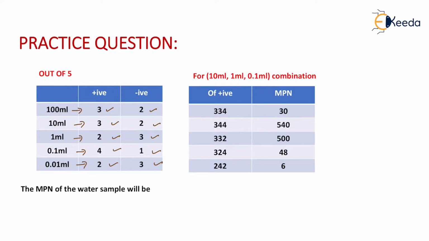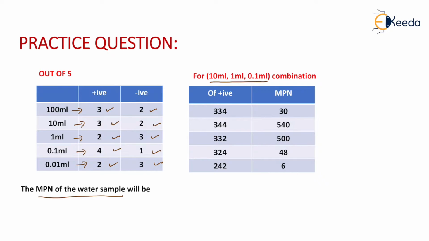Now the question asked is what the MPN of the water sample will be. We need to find the MPN of the water sample, for which the McCrady's value is given for the 10 ml, 1 ml and 0.1 ml combination. For positive set 334, the MPN value is given as 30. For 344, 540. For 332, 500. For 324, 48, and for 242, 6. Now we will see each and every step of how we can solve this numerical.